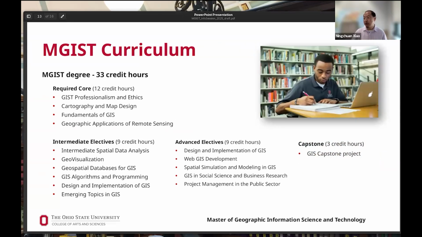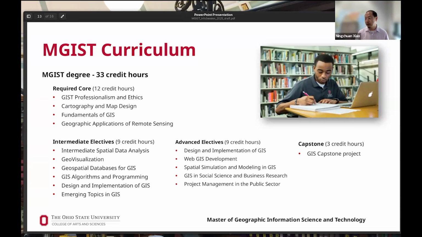Now, I just need to say a few words about our curriculum. This is actually a flexible curriculum, even though we have listed a lot of courses here. I will come to that a little bit later. To complete the program, you need 33 credit hours, or equivalently 11 courses, because all our courses are 3 credit hours each. To get there, you need to take 4 required core courses. These are the 4 required courses: GIST professionalism and ethics, cartography and map design, fundamentals of GIS, and remote sensing.